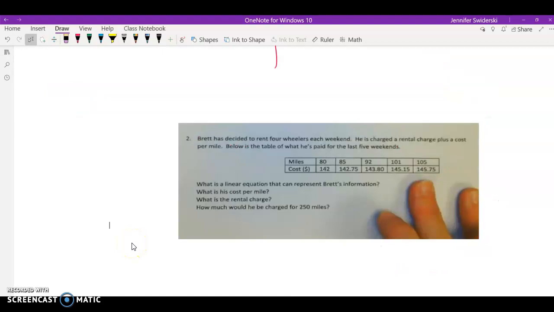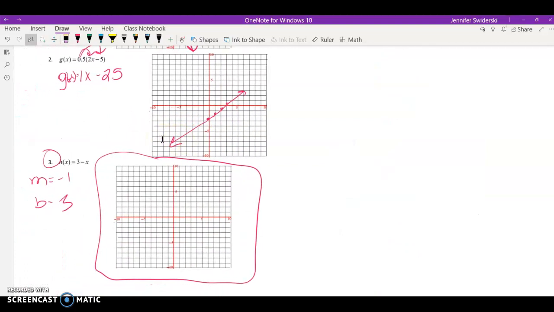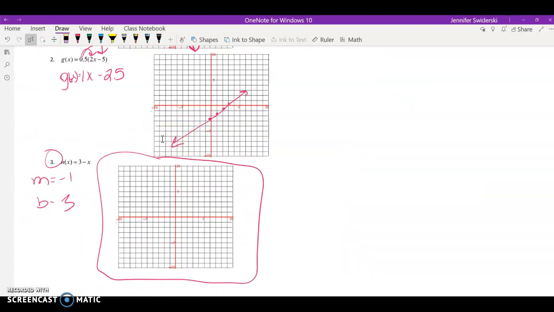All right, so I'm going to have you guys do number 2. It says Brett has decided to rent 4-wheelers each weekend. So fun. He has charged a rental charge plus a cost per mile below is the table of what he's paid the last 5 weekends. So they want you to solve the 4 problems down below using this information. All right, so go ahead and do this problem here, number 2. And up above this graph here, I wanted you to graph number 3. If you have any questions, please feel free to reach out.